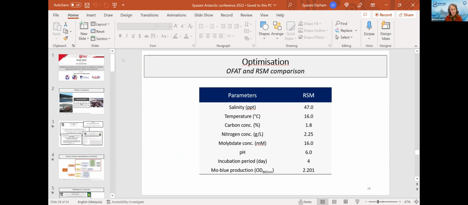I don't see any open questions at this point, but I just had one for you. I noticed that the optimum salinity was quite high compared to what would be normal in a marine environment. Could you comment on that and what it means in a practical sense?